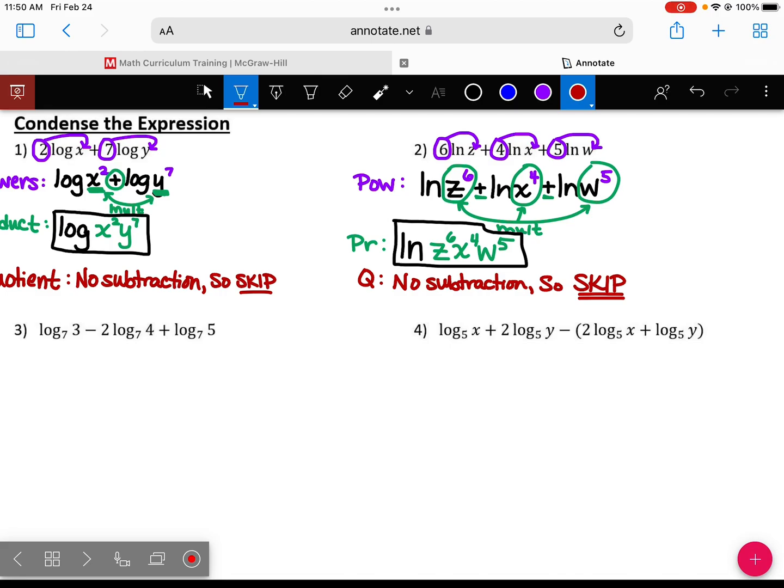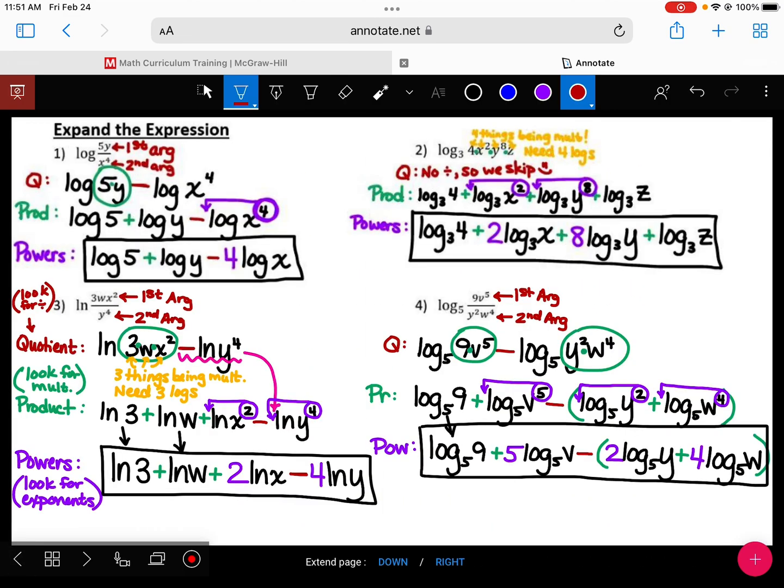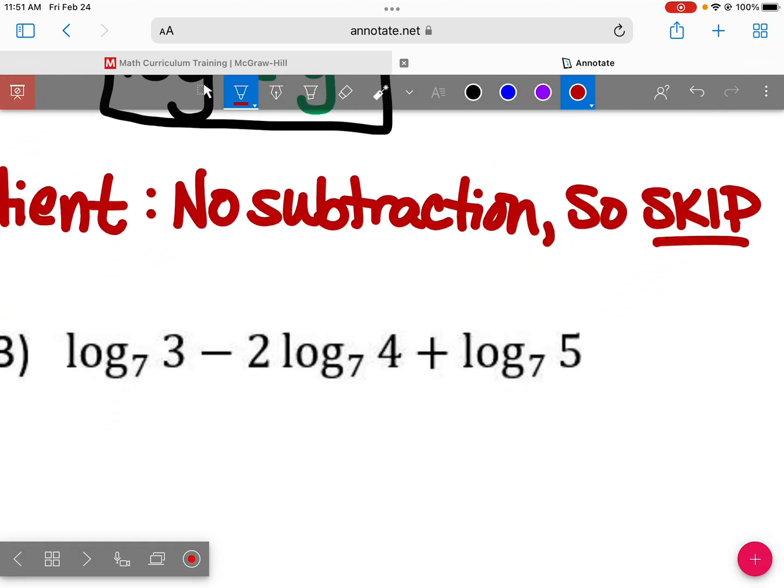I like it when we get to skip a step. Number 3, are we going to have to use the quotient property on number 3? Why? We have subtraction. Now, there's something I don't like about the way this one is written. The minus is in the middle, right? There's no parentheses. When we were doing our expanding, when we had a minus, it was always showing up at the end, right? I really want that minus to be at the end. So I have to grab the minus sign and the log behind it, and I'm going to move it to the end.